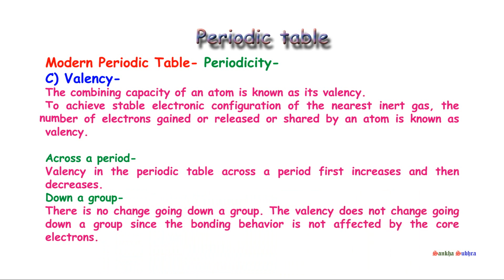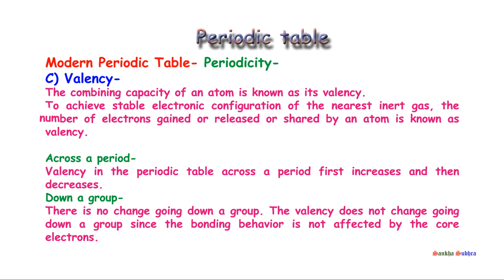Now, down a group, there will be no change in valencies because we have stated earlier that the electronic configuration down a group will be ditto the same. As a result, down a group, all the elements will have the same number of outermost electrons.